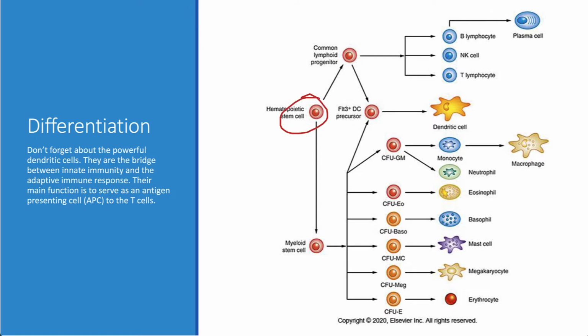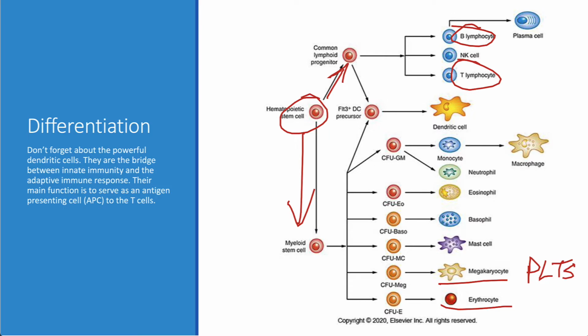Of course they all start with the hematopoietic stem cell, but it can either go into the lymphoid progenitor, which gives rise to B cells and T cells and natural killer cells, or it can go down the myeloid line, which produces things like red blood cells, megakaryocytes and platelets, mast cells, basophils, EOs, which are associated with allergy, neutrophils, which are associated with phagocytosis and fighting infection, and then, of course, macrophages, which come from monocytes.